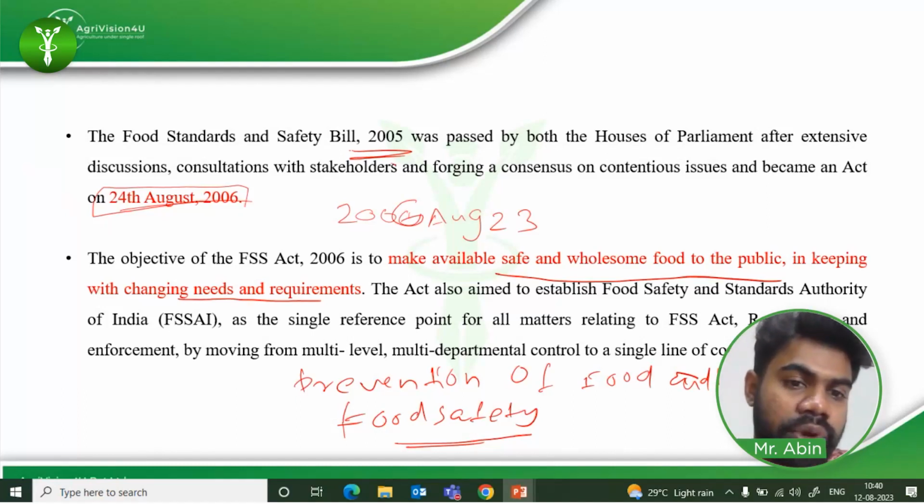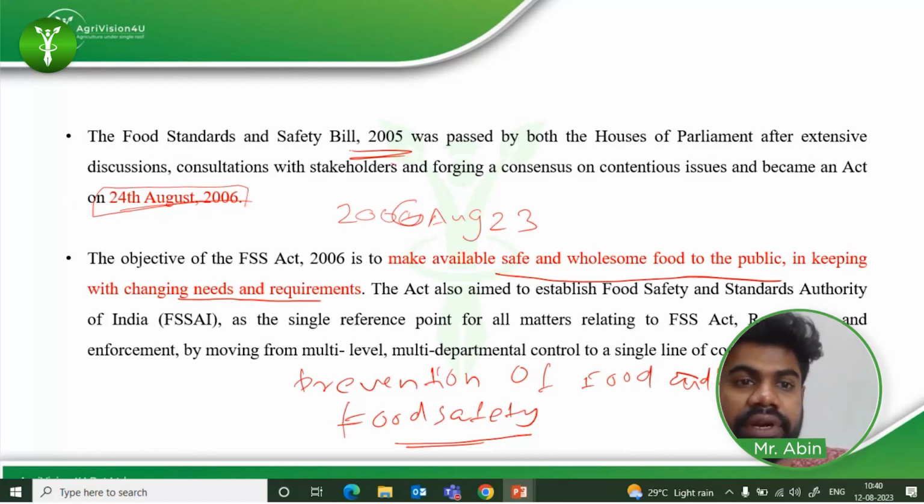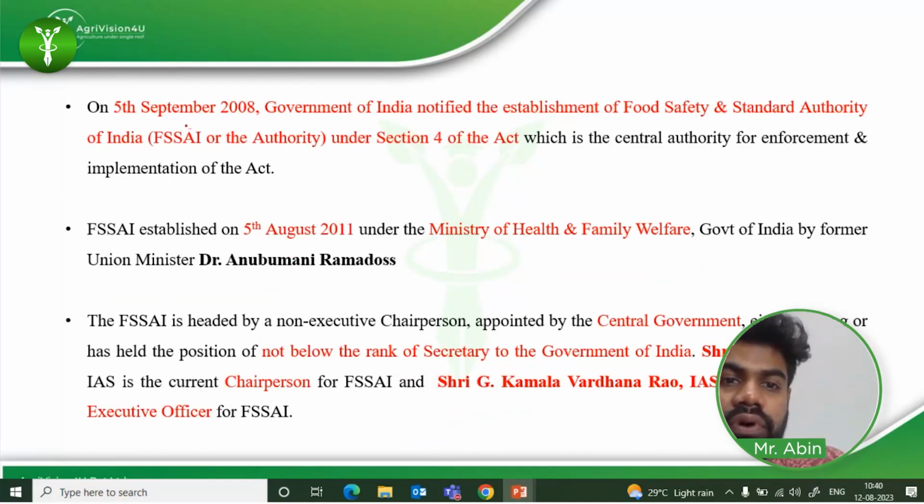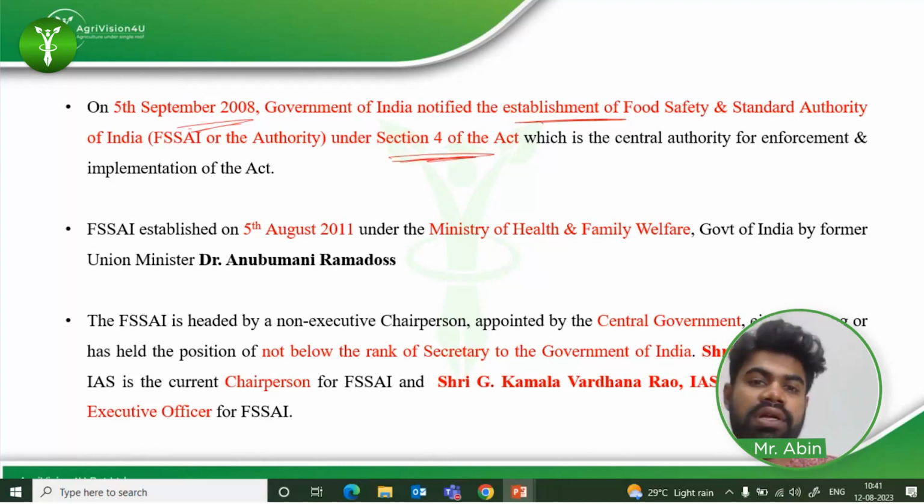I've already told you, the FSS Act came in 2006, or we can say it was published. The Act was established on 5th of September 2008, and effectively came into force on 5th of August 2011. On 5th September 2008, the Government of India notified the establishment of FSSAI under Section 4 of the Act. Very, very important. Under Section 4 of the Act, we will be seeing more further on. The date 5th September 2008 is very important.